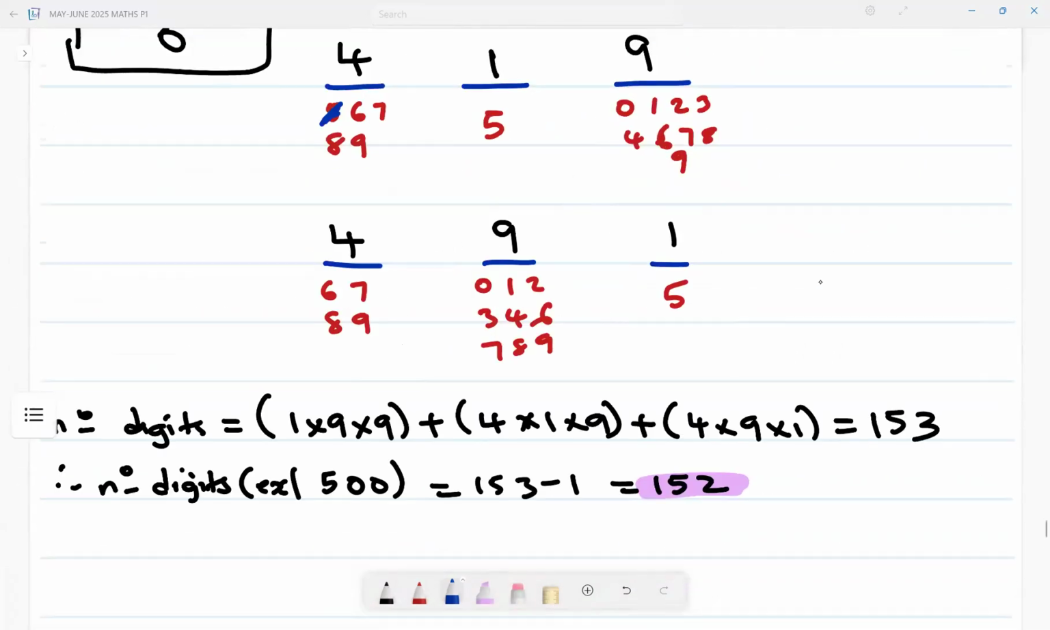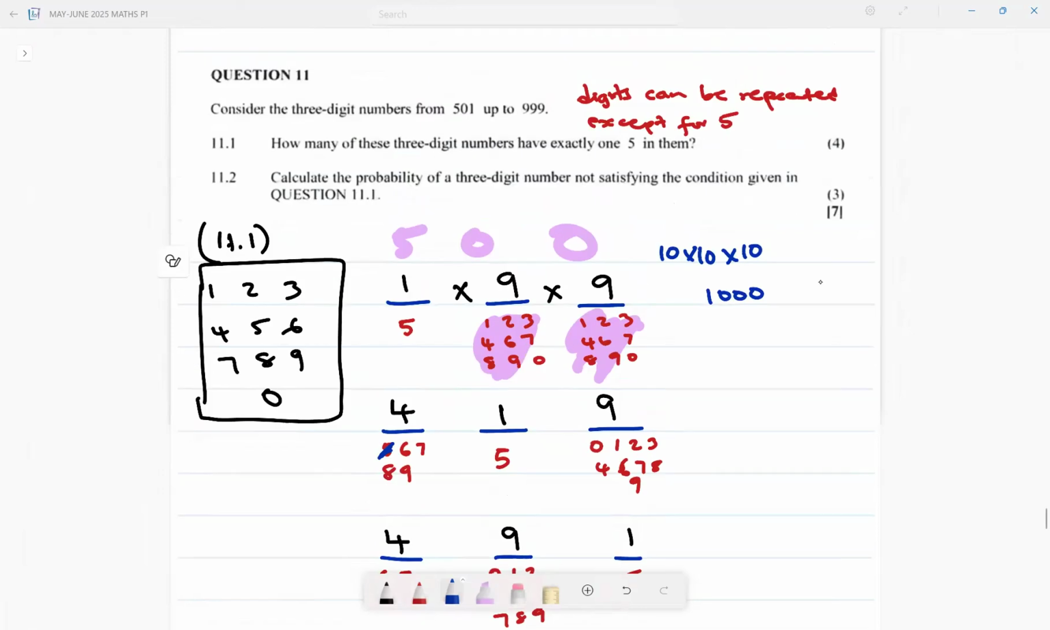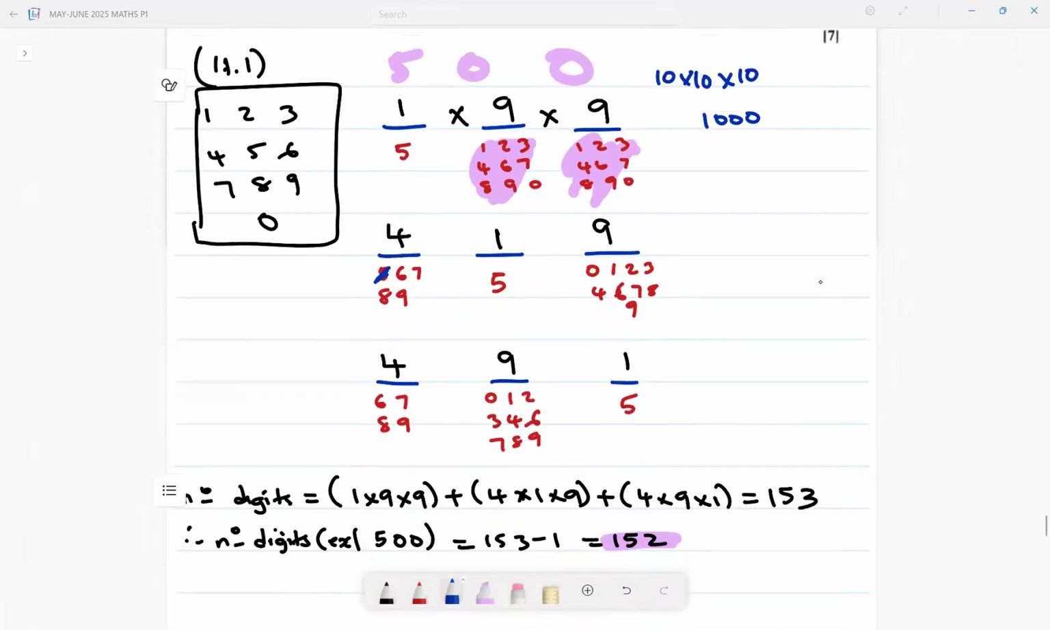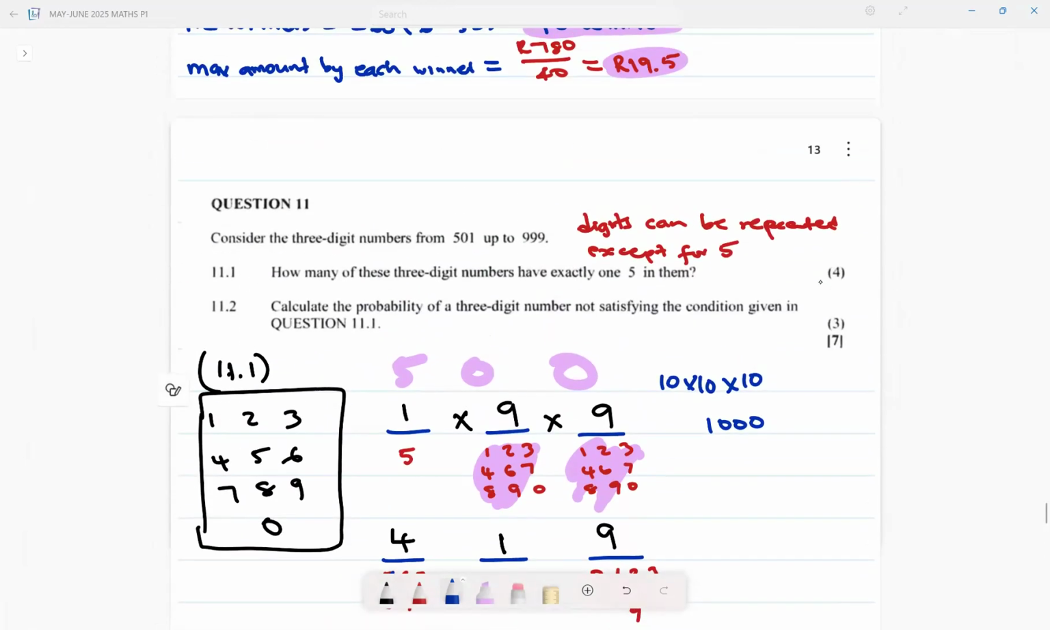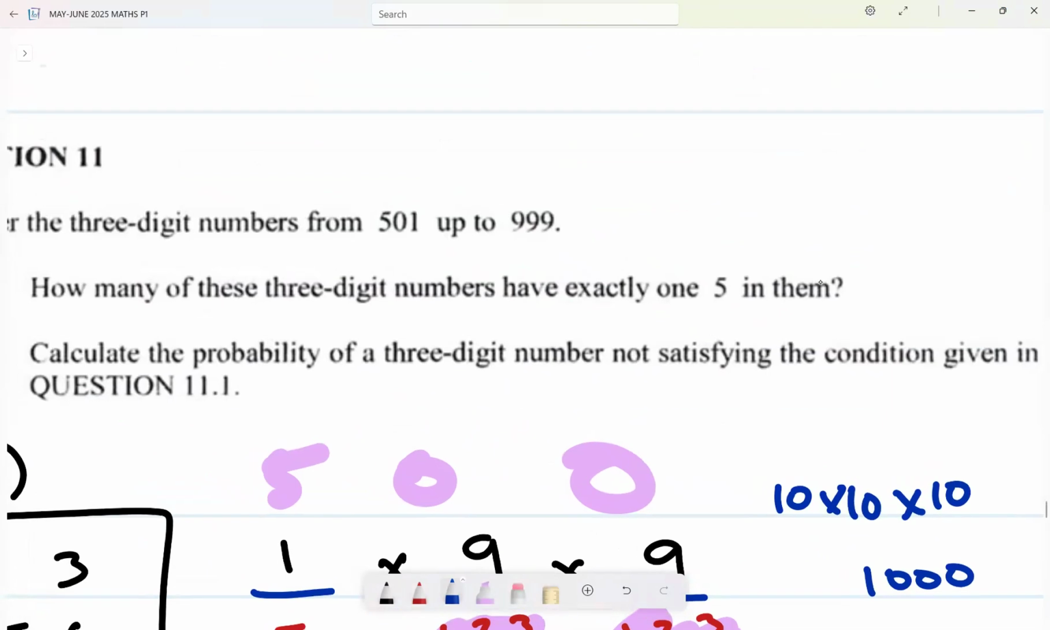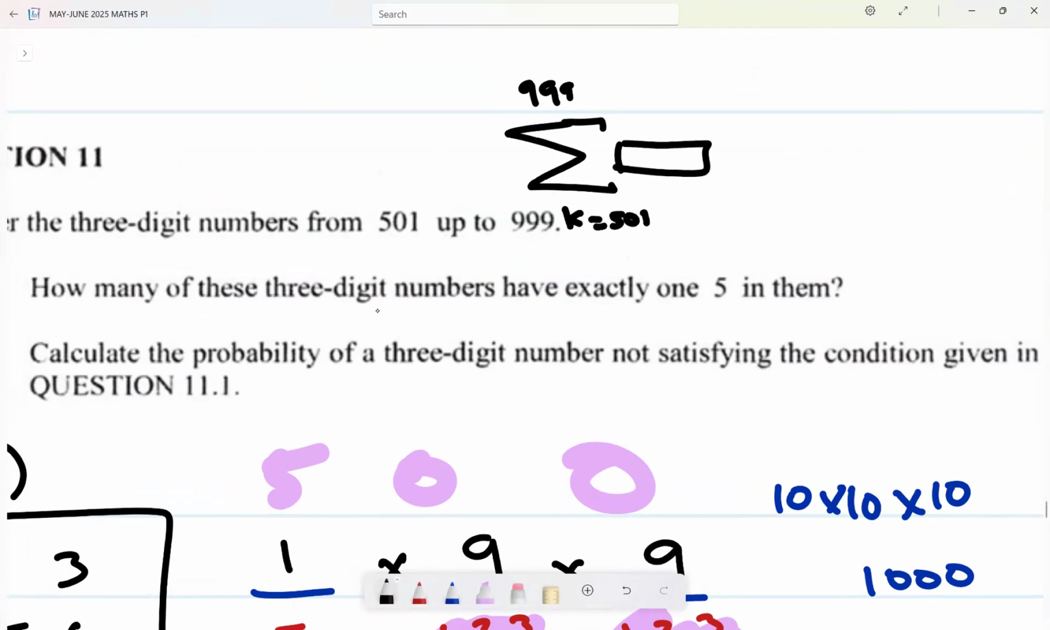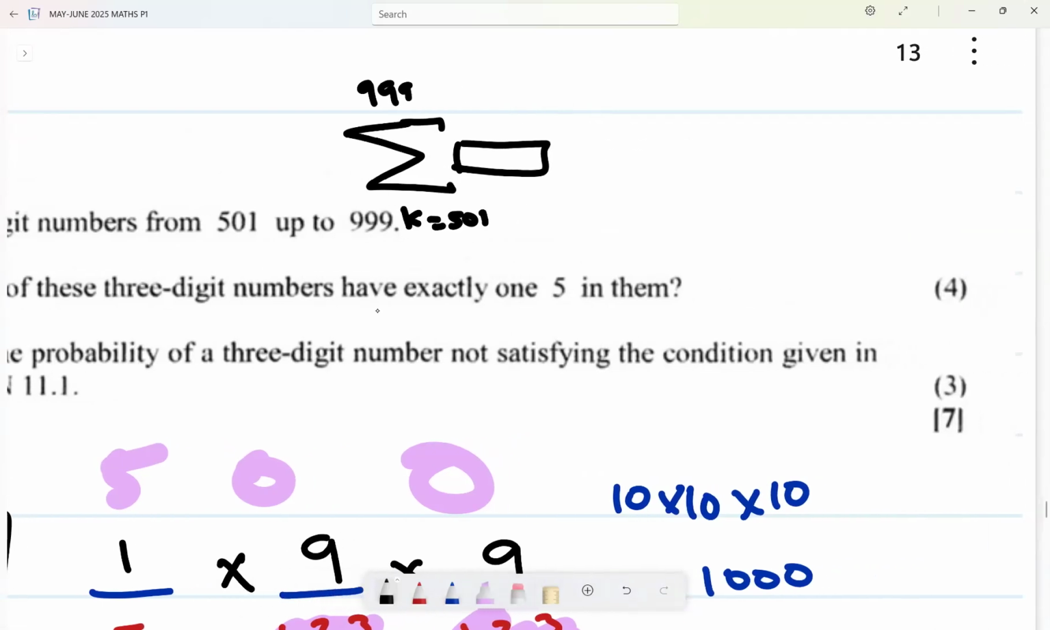Okay, what I can do here, I can take this as sigma. What do I mean take this as sigma? Let me erase this, guys. I can say here, remember in a series, we are saying a sigma might start from 501 and ends at 999. So how can I get the number of terms that are there?